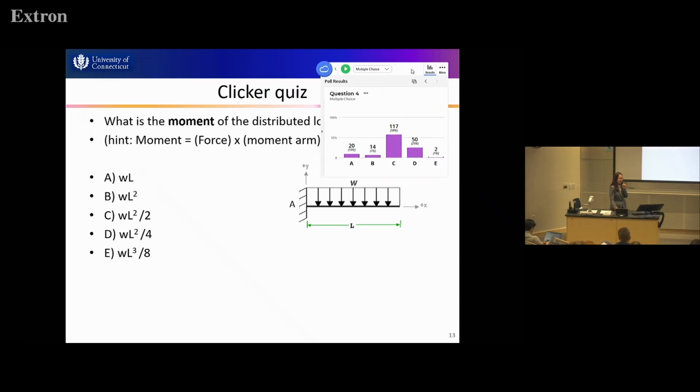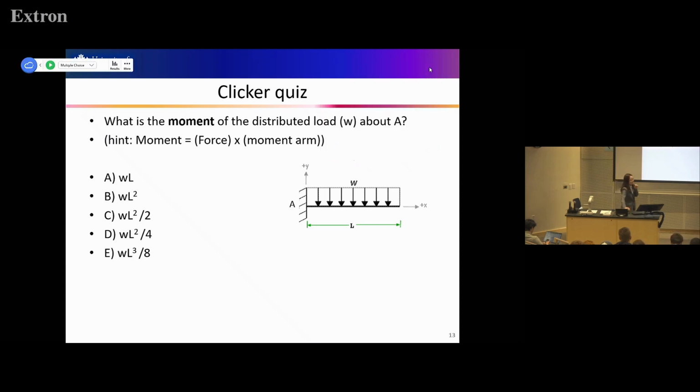Okay, so here C has the most votes, but we have quite a few A, B, and D. So let's calculate it together here. So the resultant force is the sum of all the forces acting on this beam, right? So that is kind of the area under this load. So what is area? Height, W, base, L, right? So force is W times L.